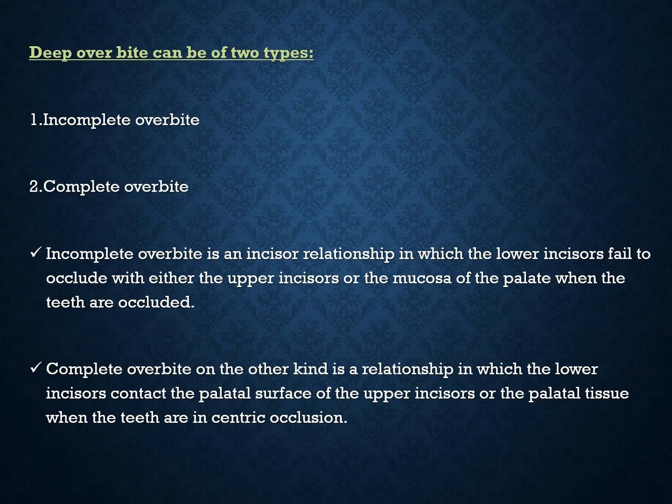Now, a deep overbite can be of two types. One is the incomplete overbite, and then you have a complete overbite. Incomplete overbite is an incisor relationship in which the lower incisors fail to occlude with either the upper incisors or the mucosa of the palate when the teeth are occluded. A complete overbite, on the other hand, is a relationship in which the lower incisors contact the palatal surface of the upper incisors or the palatal tissue when the teeth are in centric occlusion.